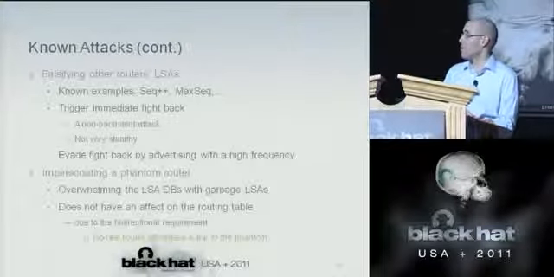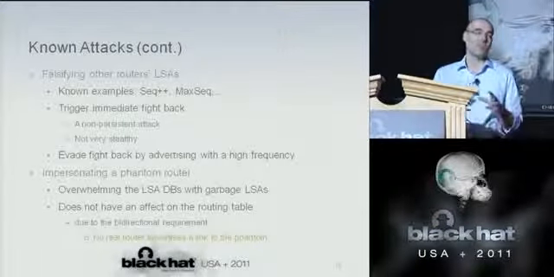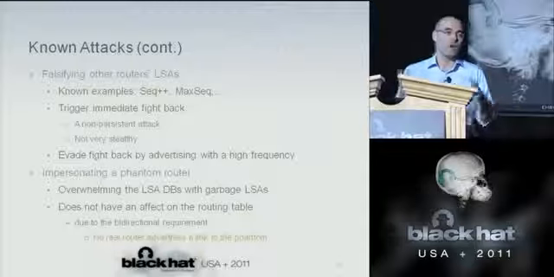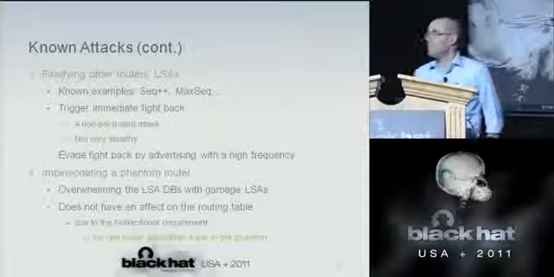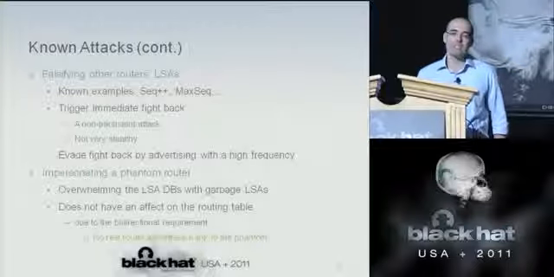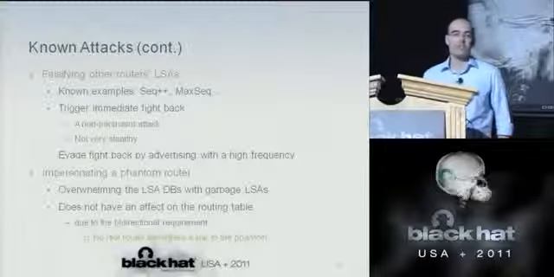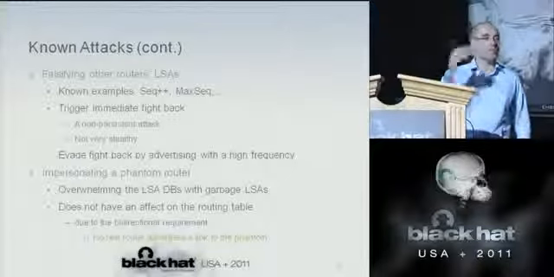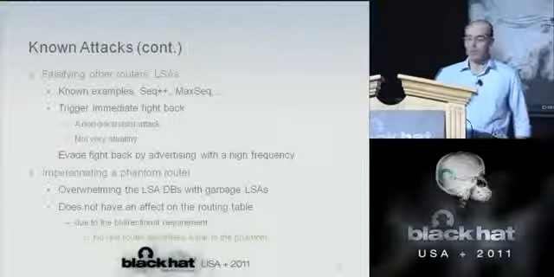Another category of attacks is impersonation of phantom routers, of non-existing routers in the autonomous system, in which case the attacker simply sends out an LSA on behalf of a router that does not really exist in the autonomous system. This is good just for overwhelming the database of other routers with garbage LSAs, and that's it. It's not really good for changing or influencing the routing table of other routers, again, because of the bidirectional requirement. The phantom router can advertise a link to another router, but that other router will never advertise a link back to the phantom.